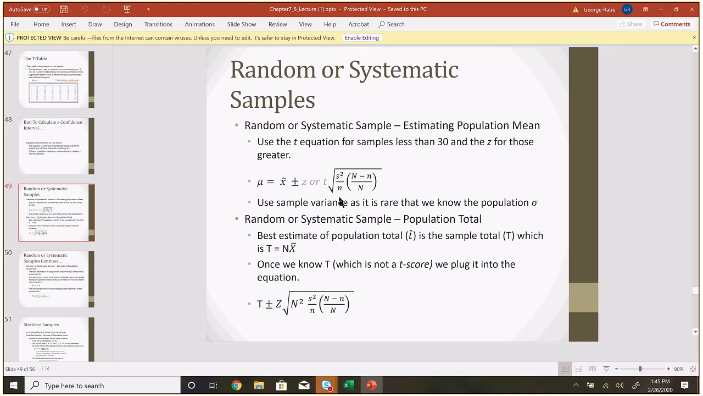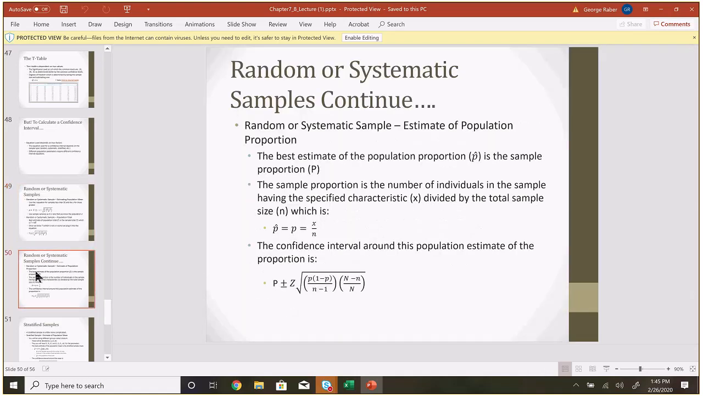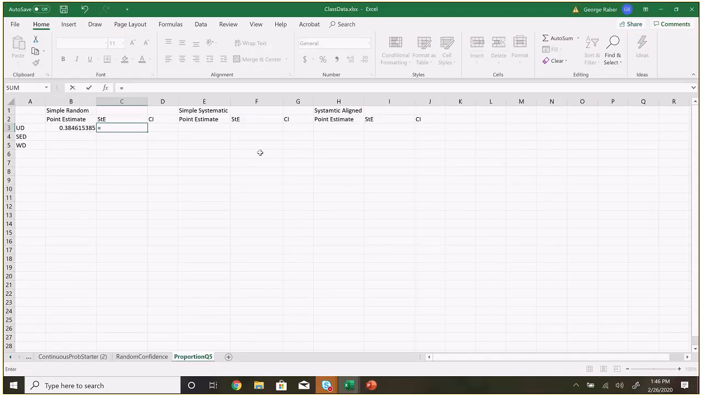Okay, it's this right here. We're going to ignore the finite population correction because we can. And so it's this term that we're doing. The square root of p times 1 minus p divided by n minus 1. So we're going to say it's going to equal the SQRT of p.